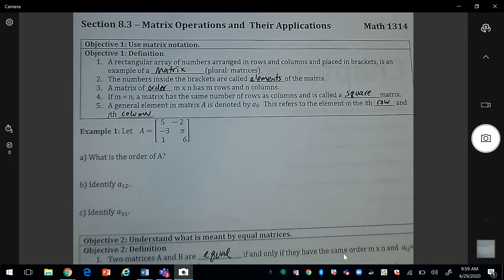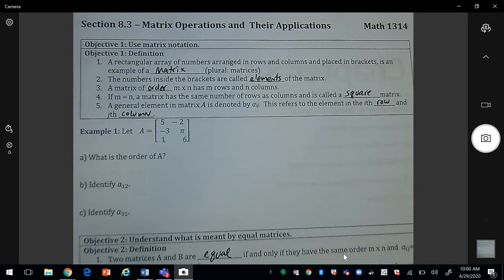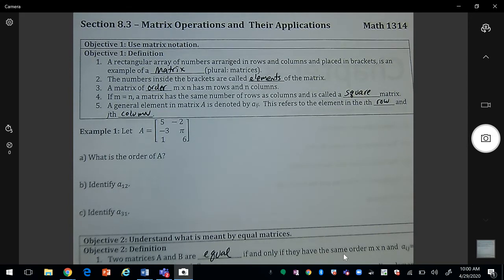If m equals n, then a matrix has the same number of rows as columns and is called a square matrix. A general element in matrix A is denoted by A subscript ij. This refers to the element in the ith row and the jth column. This chapter's sections would be a mixture of sections 8.1, 8.2 and 8.3.